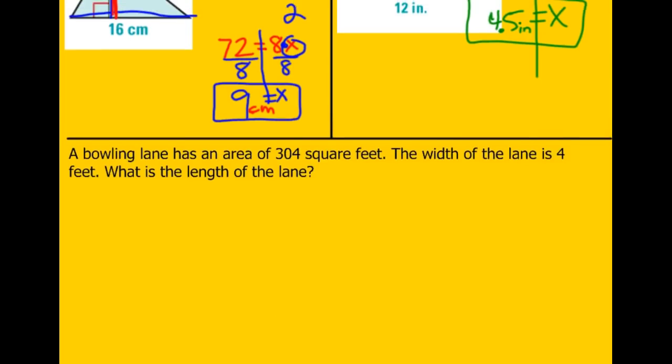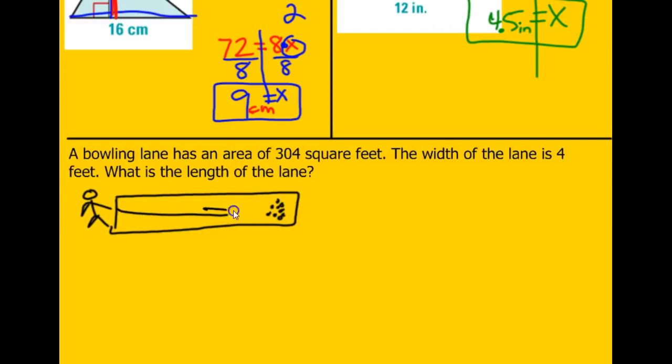Last problem, there is one like this on your homework as well. It says a bowling lane has an area of 304 square feet. What that means is when you go bowling, this is where you stand. And then down here are where the pins are. My best. And you throw the ball down the lane. Try and knock over the pins. So it says it has an area of 304 square feet. The width of the lane is 4 feet, so how wide it is that you're standing there is 4. What is the length of the lane? We don't know what this is. I'm going to use x.